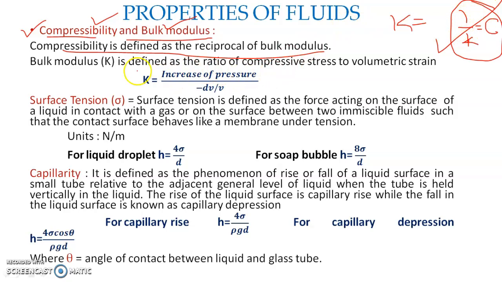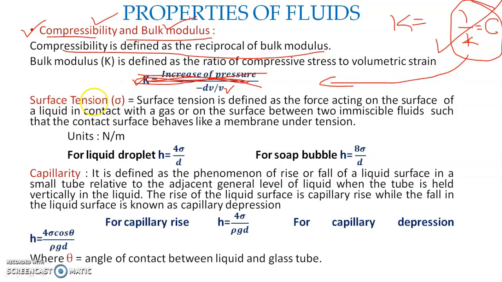Clear? So the general formula for compressibility is the increase of pressure divided by the rate of change of volume. The rate of change of volume is nothing but volumetric strain. Volumetric strain divided by pressure, or direct stress divided by volumetric strain, is called K. I think this equation is not suitable for K. So compressibility is called C. C is equal to 1 by K, the reciprocal. So this is the correct equation.